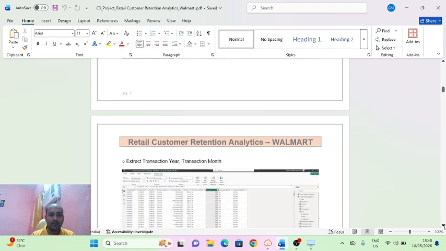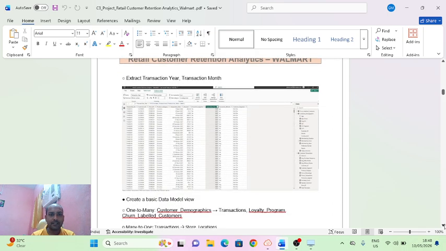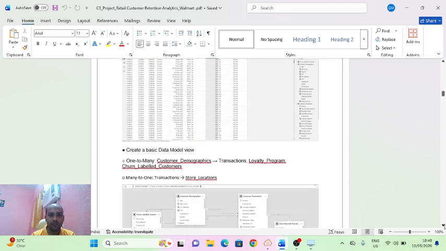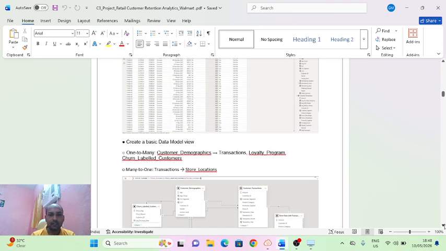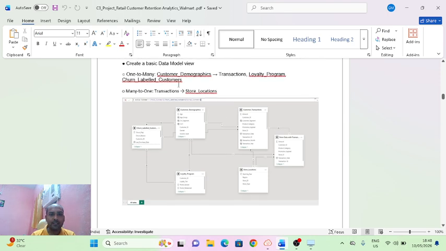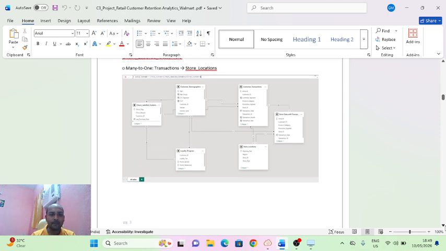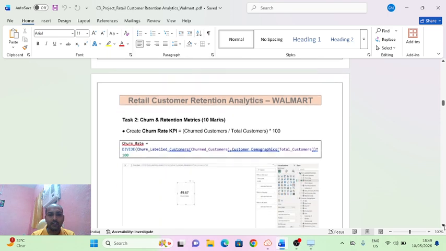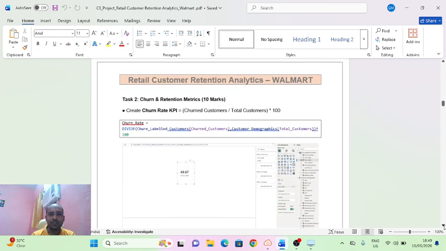Then I have extracted the transaction year and transaction month through a formula and generated the new columns. Then I have done the data modeling, and as per the task I have connected the data through each of the tables and followed the star schema. After that, in task 2, I have done the churn and retention metrics.